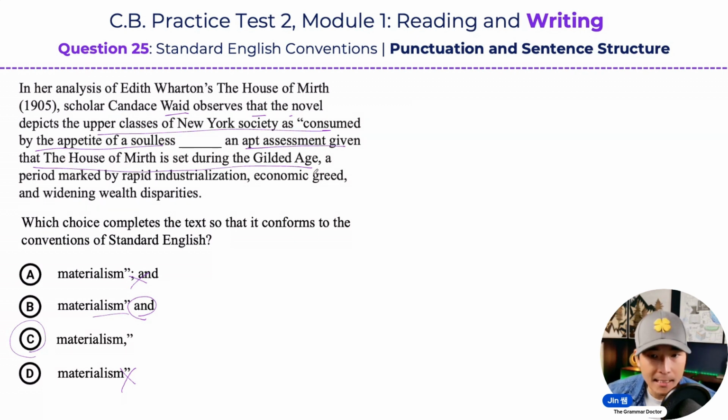Grammatically, there's nothing wrong, because the word and can be used to combine two nouns, like a soulless materialism and an apt assessment. But the reason this is wrong is that we have to consider the logical meaning that's created from B. We have to ask ourselves, does this make any sense? Does it make sense to you? Does the meaning make sense? If you think about it, it makes no sense at all.